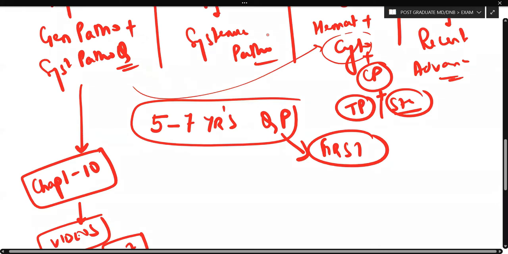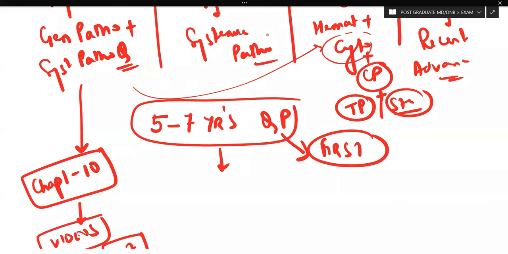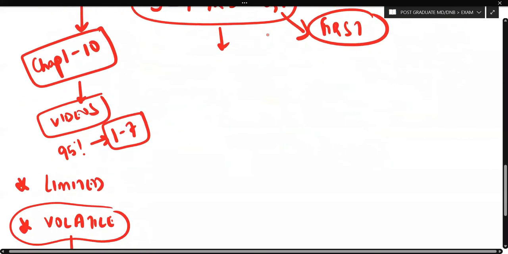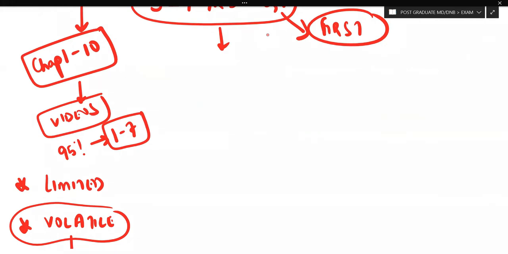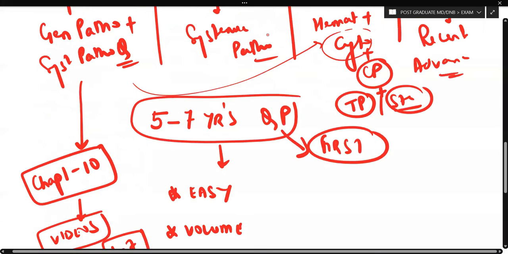Coming to the approach to paper number 2, that is systemic pathology. As we have already seen, around 80 to 90% of the topics are already present on the website. Directly go to the website, go system-wise and go through each and every topic. Most topics have been covered, and in the coming 1 or 2 months, by December end, all the topics of systemic pathology will be done. The good thing about systemic pathology is that it is quite easy and interesting. But the bad thing is the volume. The volume is vast. You cannot remember each and everything.